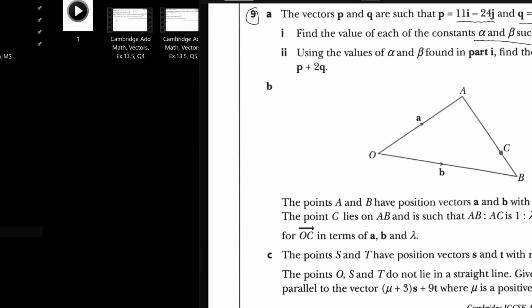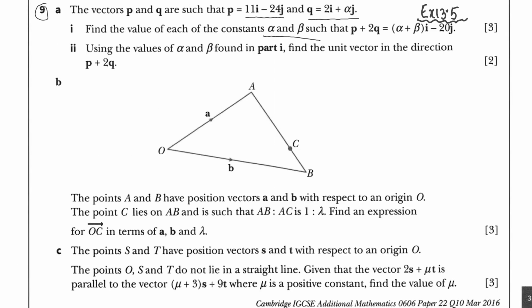Extremely sorry, it went wrong. So two values are there, p plus 2q equals this. This is a vector equation. We are going to use p plus twice q on the left side. P is given as 11i minus 24j, and then twice q, 2q means 2 into (2i plus alpha j), and on the right side the value is given as (alpha plus beta)i minus 20j. So you can say this is a vector equation.